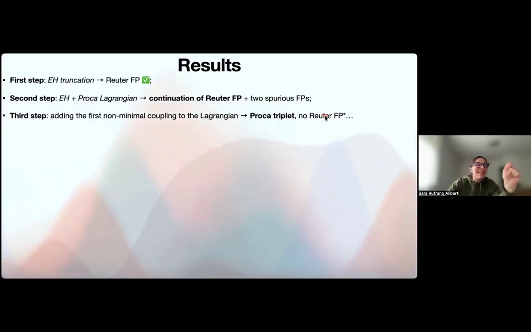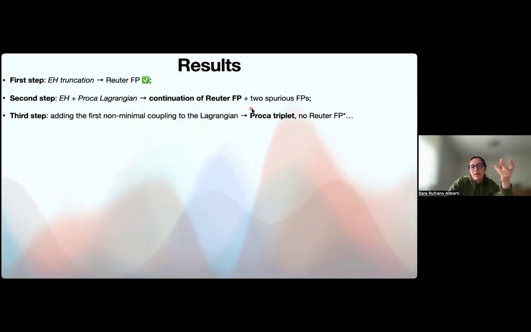It disappeared, and instead of that, we found at this step 3 fixed point solutions which appeared at this step, but they remained across the truncations starting from this step. And looking at their behavior, we called these 3 fixed point solutions the Proca triplet.